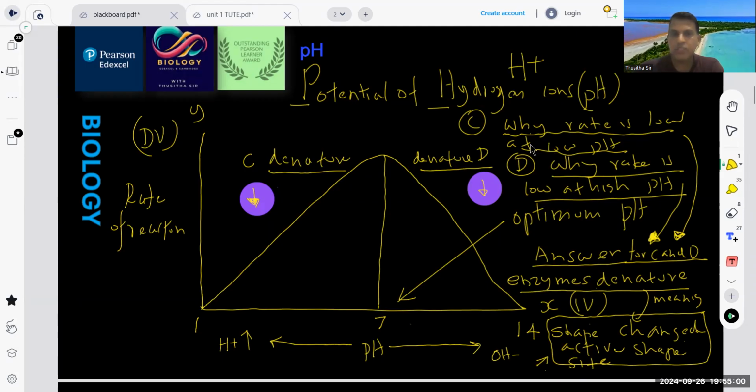The answer for this question is denature. For both, denature. pH changes the shape of the enzyme. pH changes the shape of proteins. Okay, now the last thing we're going to learn: what is a buffer.